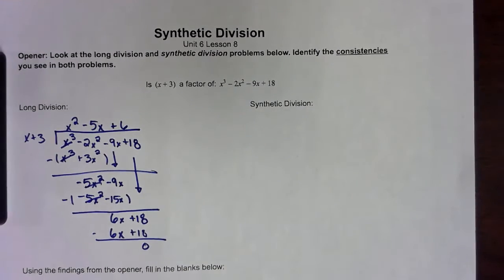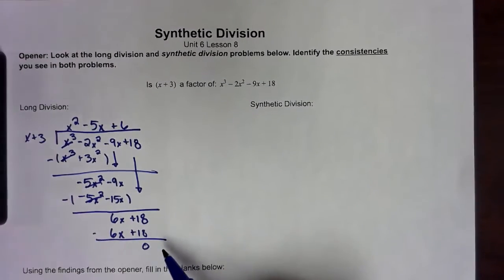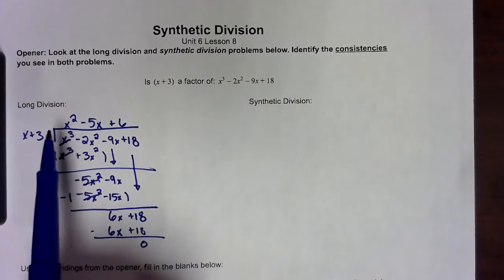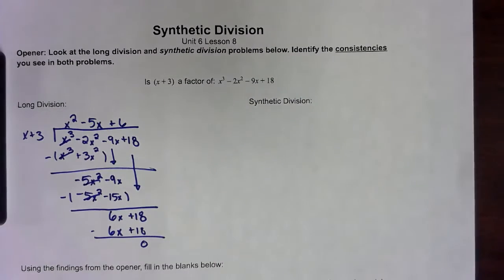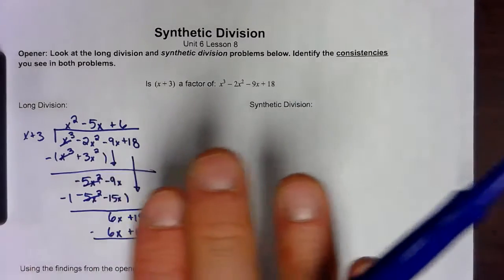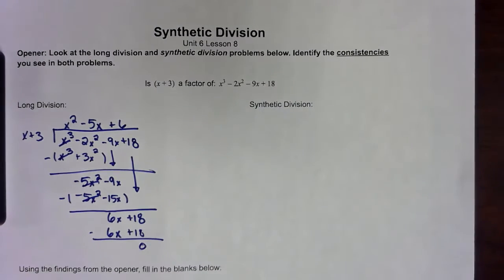All right, so here's your long division. And what you should have found is that you get a remainder of 0. And your quotient, which is the result of the division problem, is x squared minus 5x plus 6. We're going to talk about what this means and what just happened by getting a remainder of 0. But I want to tie this process into what we're covering today, which is called synthetic division.